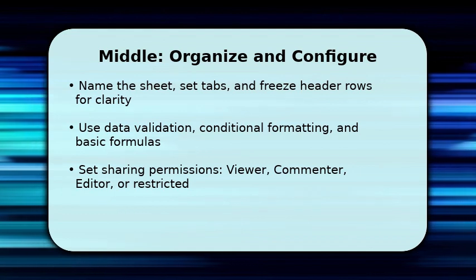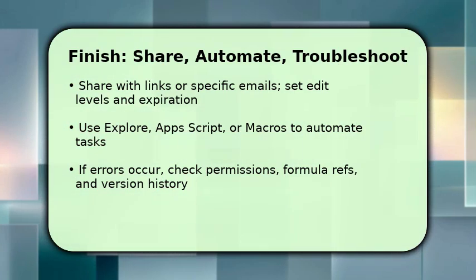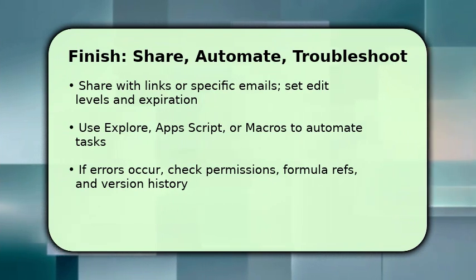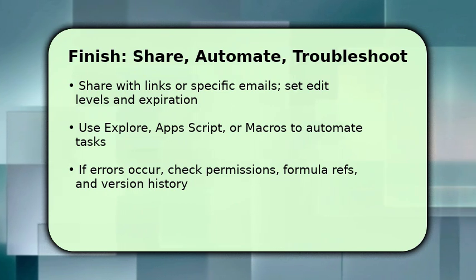Once configuration is stable, set sharing permissions and version history so collaborators can edit safely without overriding critical data. To finish, share the sheet with collaborators using specific emails or a controlled link and assign viewer, commenter, or editor roles. Add expiration if temporary.